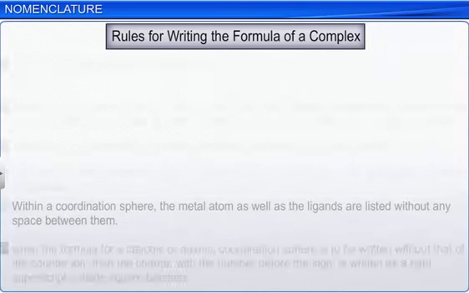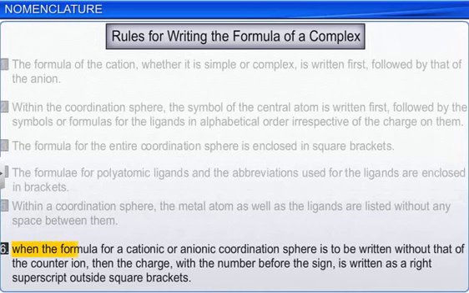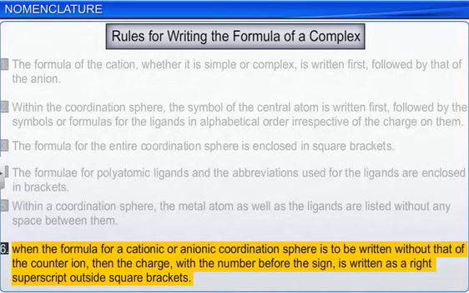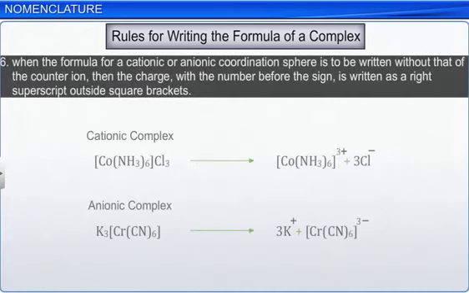Yet another rule is that when the formula for a cationic or anionic coordination sphere is to be written without that of the counter-ion, then the charge, with the number before the sign, is written as a right superscript outside square brackets. For example, the complex ions of cobalt and chromium, with the charge on the respective ions, are shown here.